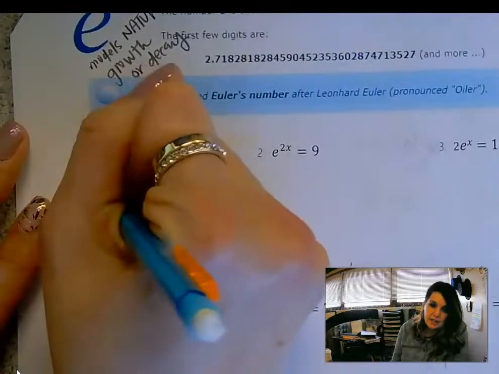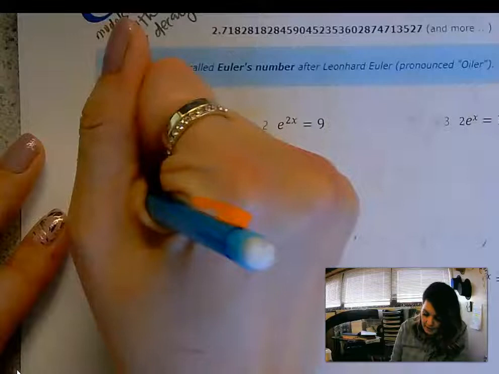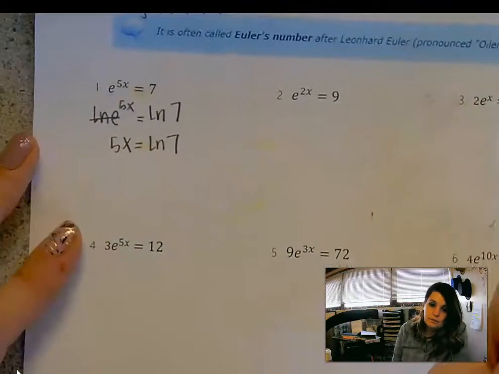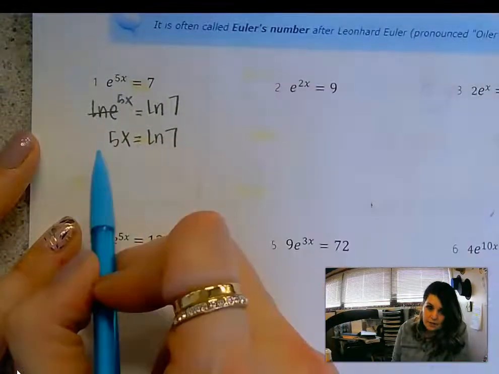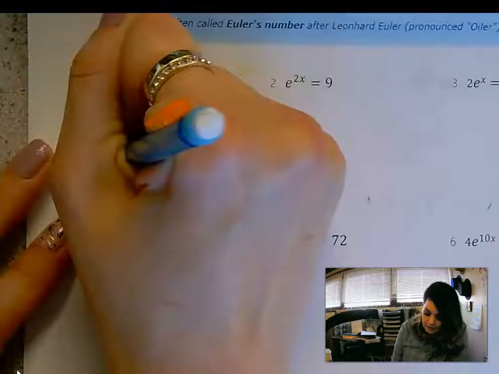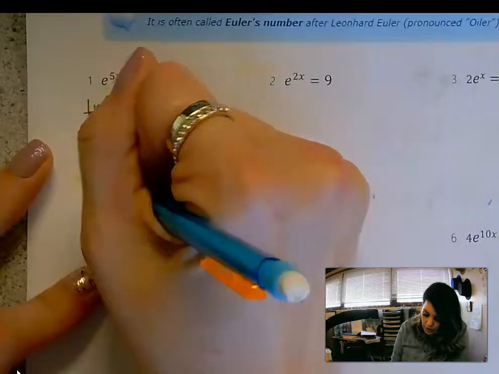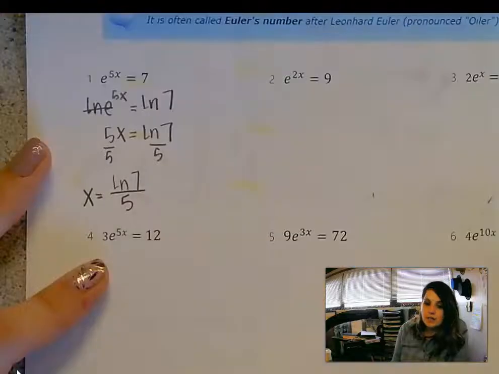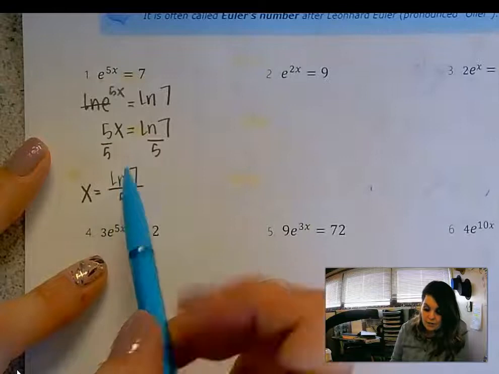These on the left-hand side go away, and I get 5x equals natural log 7. Then my last step, I have 5 times x now. I'm going to divide the x off, and I get x equals natural log 7 over 5. Now sometimes they separate the natural log from the fraction, and that is allowed.